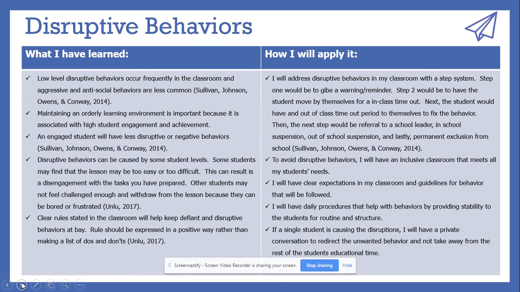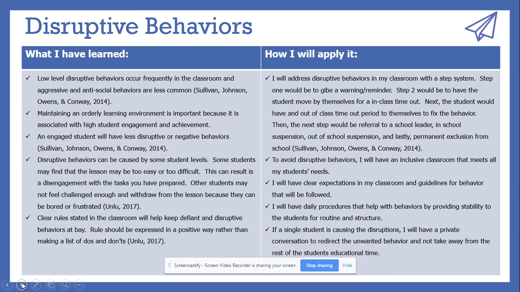Disruptive behaviors. I have learned that low-level disruptive behaviors occur frequently in the classroom, and aggressive and antisocial behaviors are less common. Maintaining an orderly learning environment is important because it is associated with high student engagement and achievement. An engaged student will have less disruptive or negative behaviors.